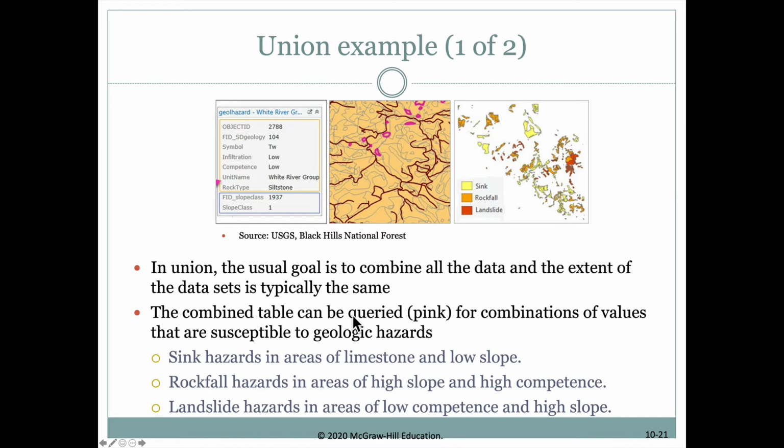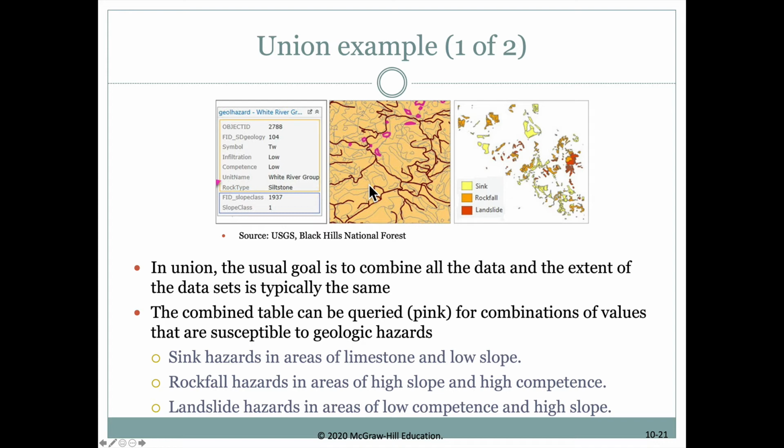In this sort of union, what we're doing is we're combining the data and the extent, as we typically do, and then the tables can be queried for combinations of values. So in this example here, we might be saying that all areas that are composed of limestone, which we're getting from the rock type, which was from the competence layer, and have a low slope, might be areas where we have sinkholes or areas where the limestone is dissolved in the ground. Rockfalls might be areas where we have high slopes and high competence. And now we'll be able to get all of this from this union layer that we have here.